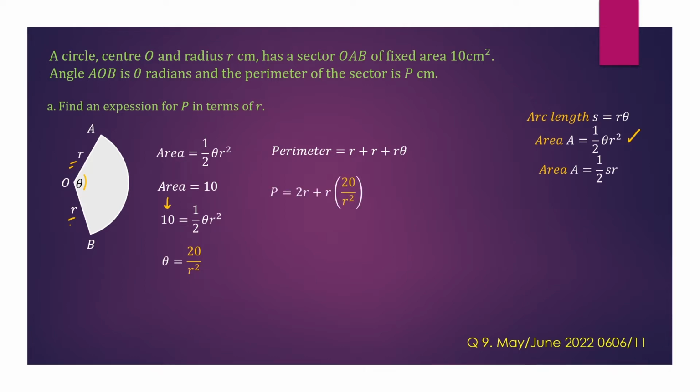So we have our perimeter as r plus r, which is 2r, plus r times 20 divided by r squared, which is equal to theta from this part here. With a bit of simplification, we'll get 2r plus 20 divided by r squared times r, which is 20 on r. So this is our final answer for part A.